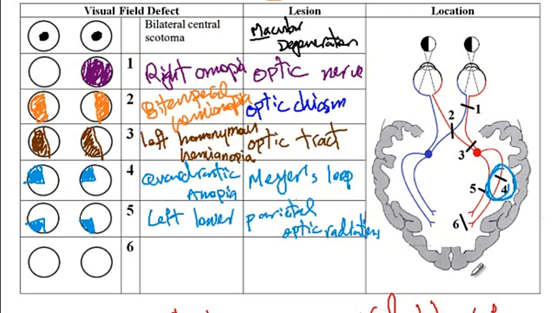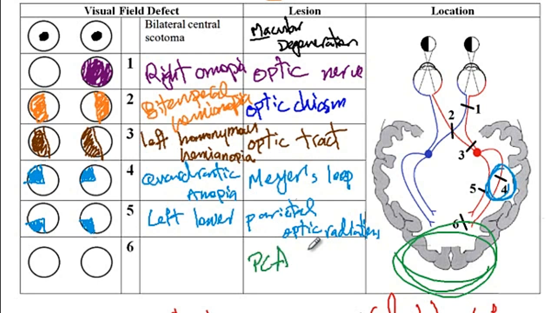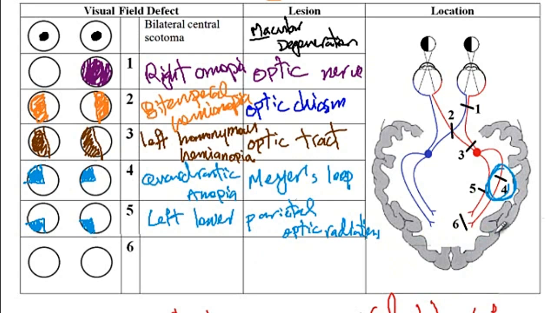And then the final lesion that we have is an artery that supplies blood to the occipital part of the brain. And can you tell me what artery is providing blood supply to the occipital lobe? And the answer is posterior cerebral artery. So if you have lesion of the right posterior cerebral artery, what happens is that the left side of both visions will be affected.